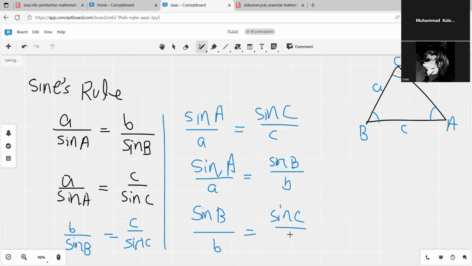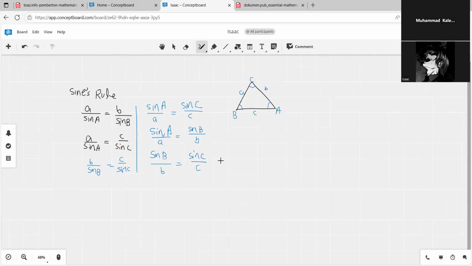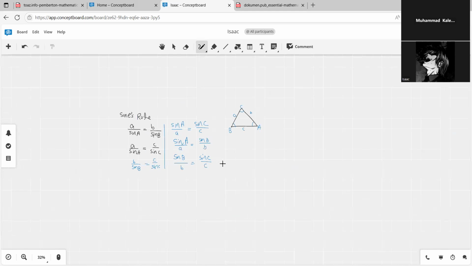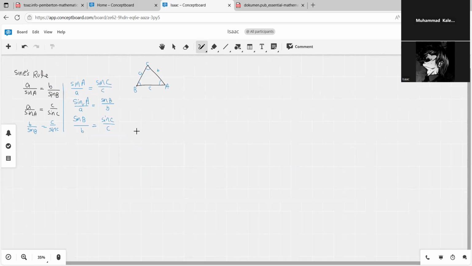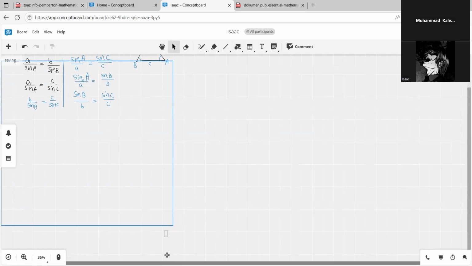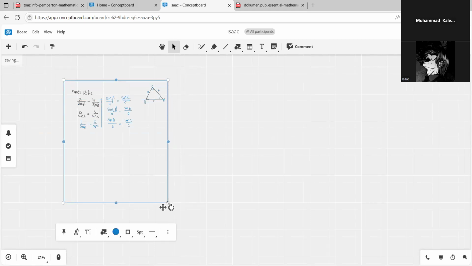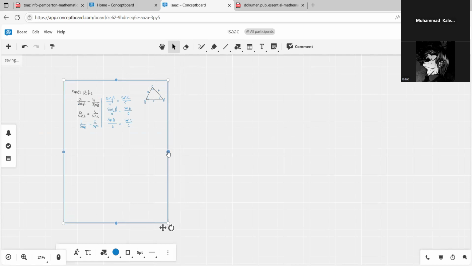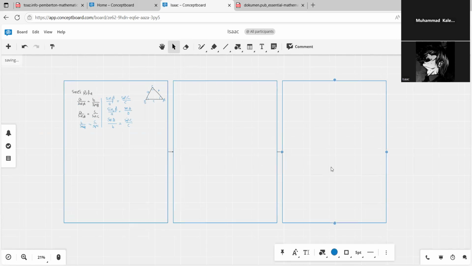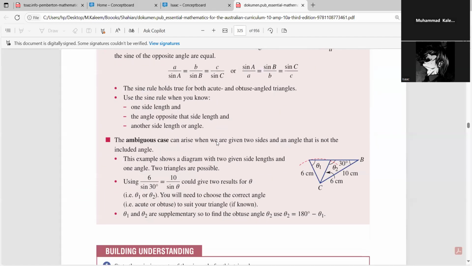These are the six separate formulas. So we will use them accordingly, whichever is required. Let's practice this first. Okay, here we have a few questions about the sine law.